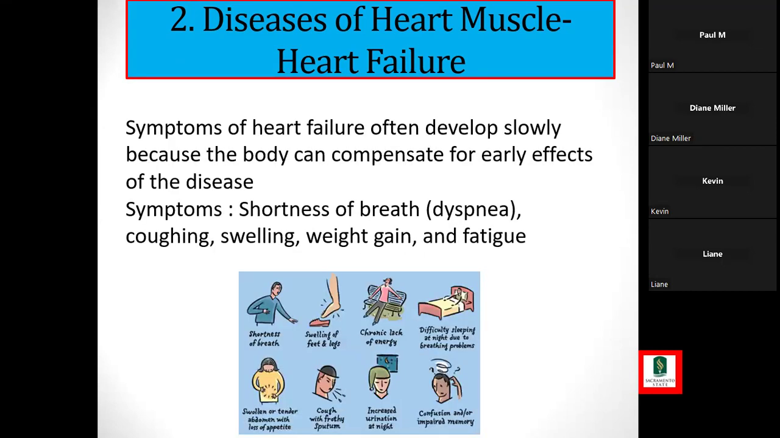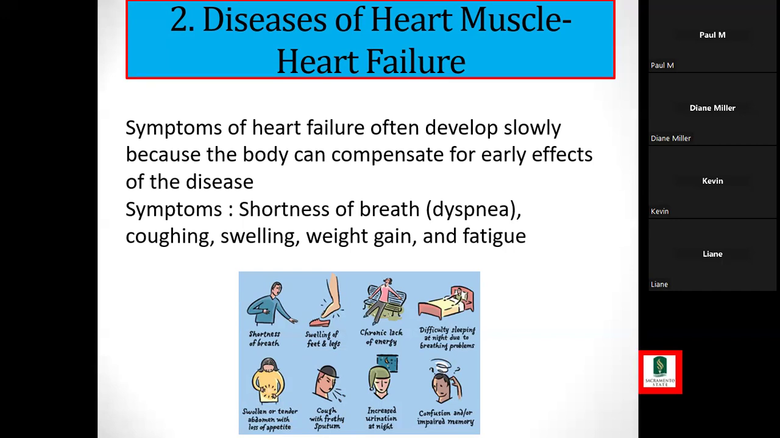It could be either. So symptoms of heart failure many times will develop slowly because the body tries to compensate. But the main symptoms are shortness of breath, having a cough, especially at night when you try to lie down flat in bed, needing to use extra pillows in order to breathe well at night, swelling in your legs, arms, abdomen, weight gain from the fluid retention, feeling fatigued.